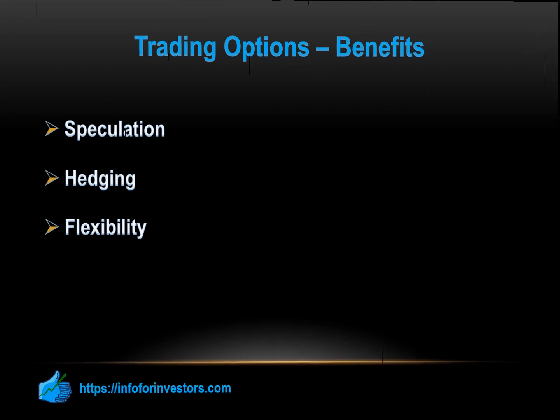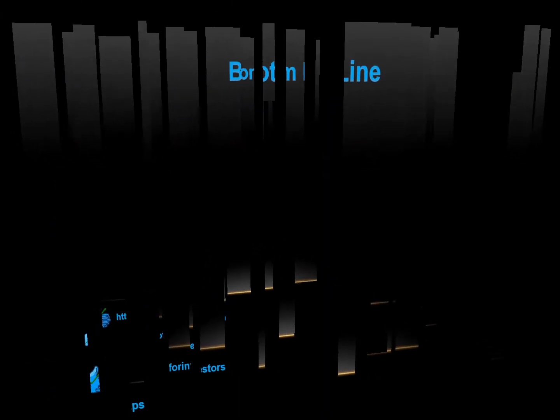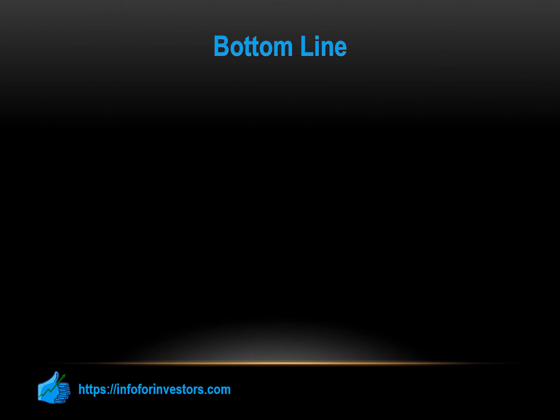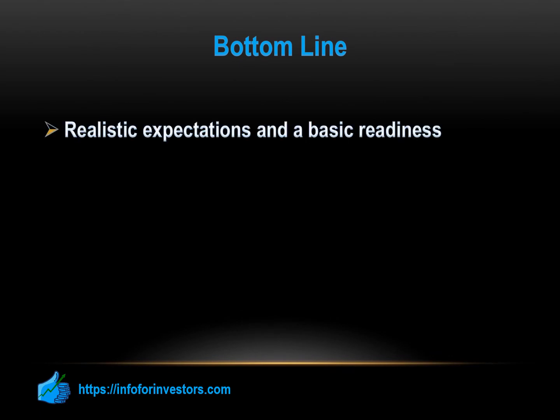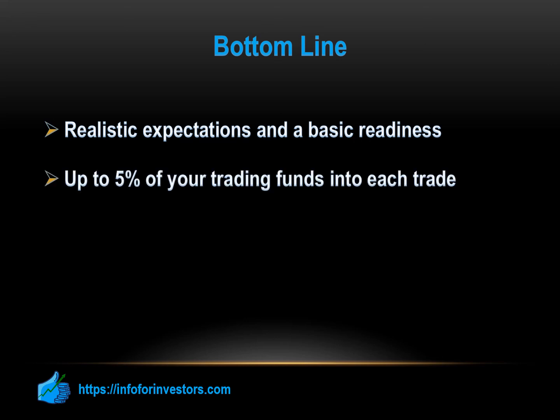Bottom line. One key to success in options trading is to approach it with realistic expectations and a basic readiness. This way, you'll manage your trades better and as a result, lessen your risks. A good rule to follow is to only put 3% to 5% of your trading funds into each trade. In case the trade goes bad, you won't have the floor collapse from under you, and you'll still have substantial ammo left to try again and rebound from the loss.